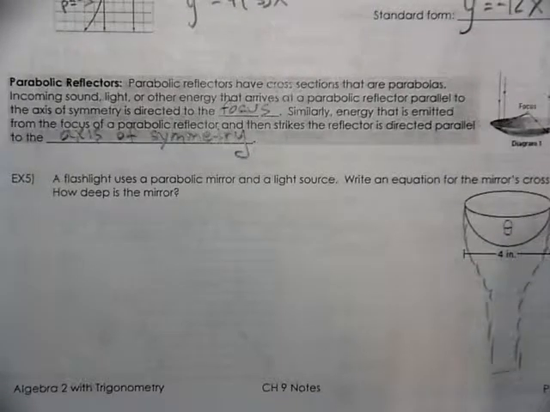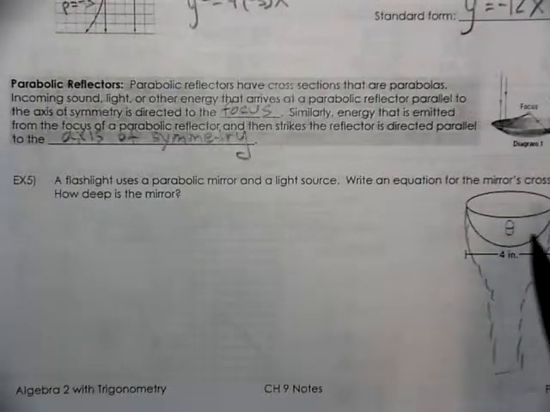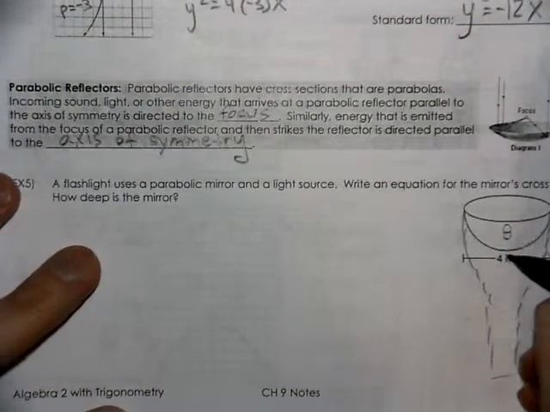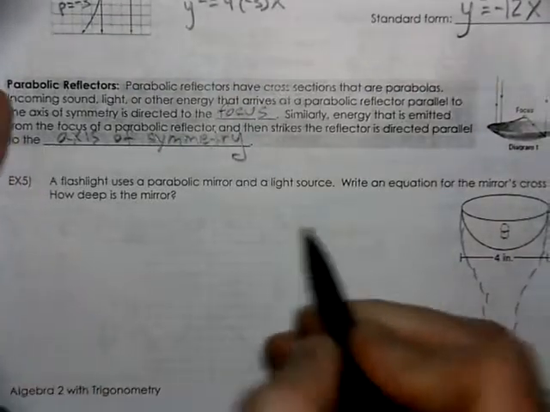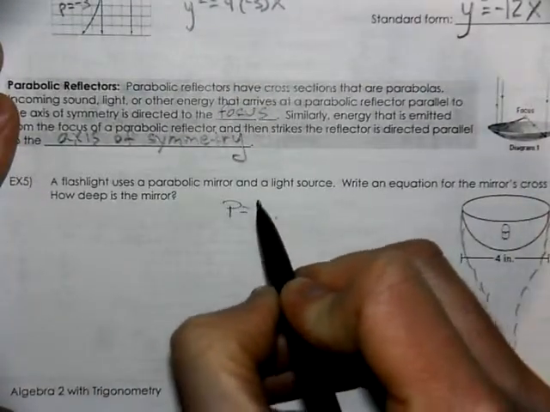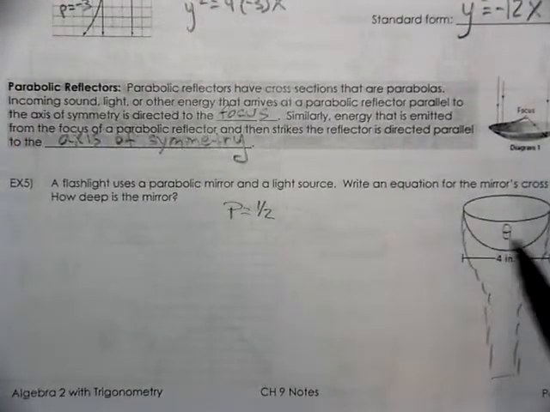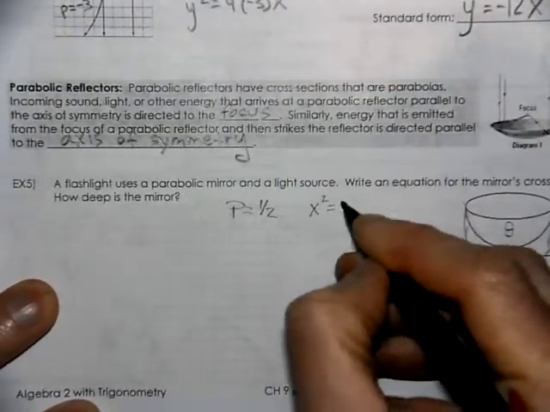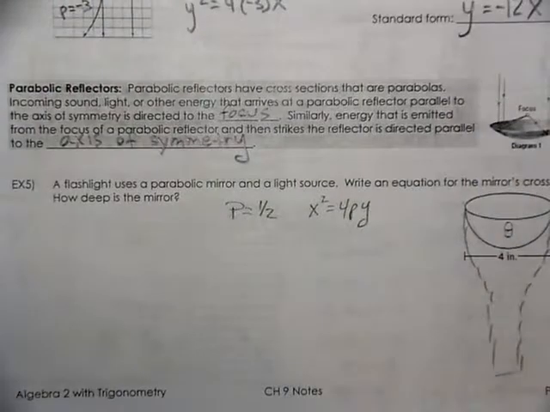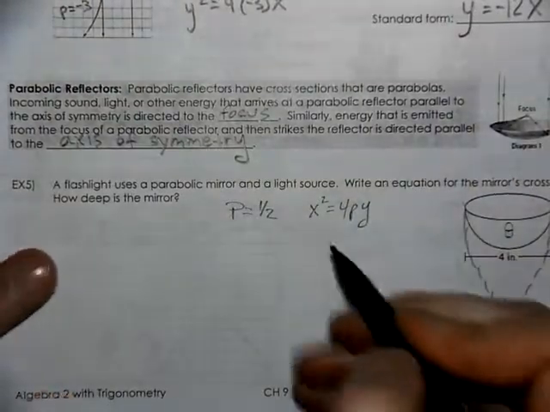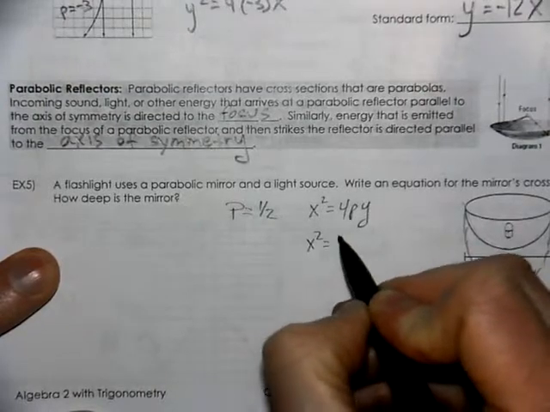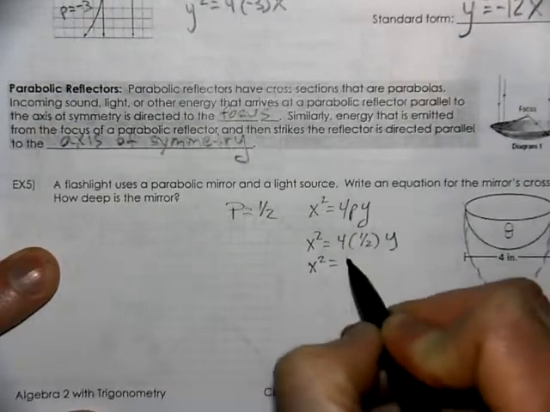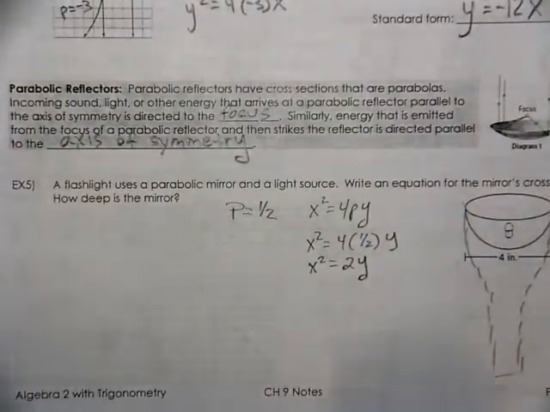We know that the flashlight is 4 inches wide. The light bulb is a 1/2 inch up, so that's going to represent our focus. So we know that the p-value equals a half. We see that the parabola opens upwards, so we know it's x squared equals 4py in standard form. So x squared equals 4 times a half times y. x squared equals 2y is the equation of this parabola.